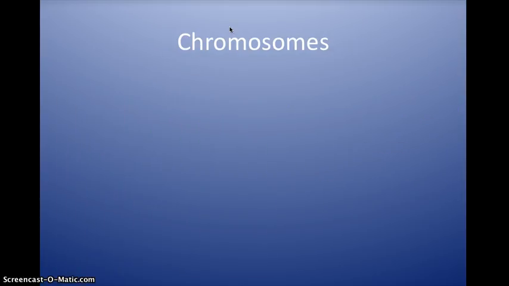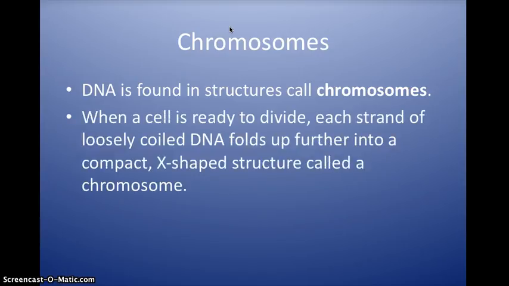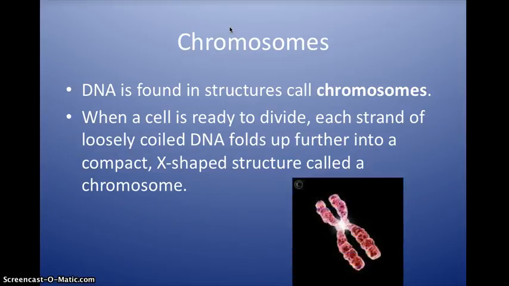So let's take a second to talk about chromosomes. DNA is found in a structure called a chromosome. When a cell is ready to divide, each strand of loosely coiled DNA will fold up further into a compact X-shaped structure called a chromosome. And you can see from the picture that a chromosome does indeed look like an X shape.